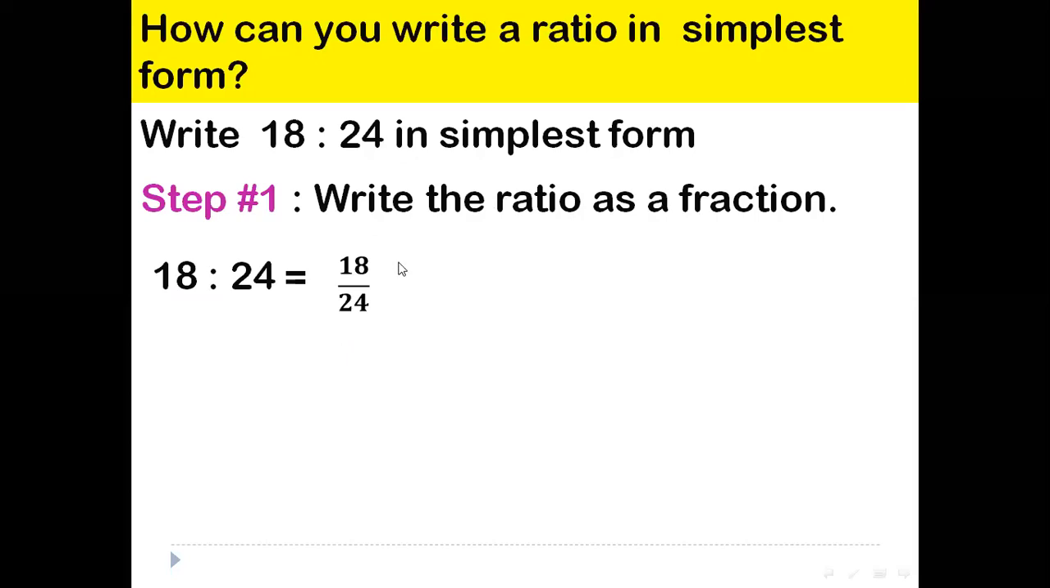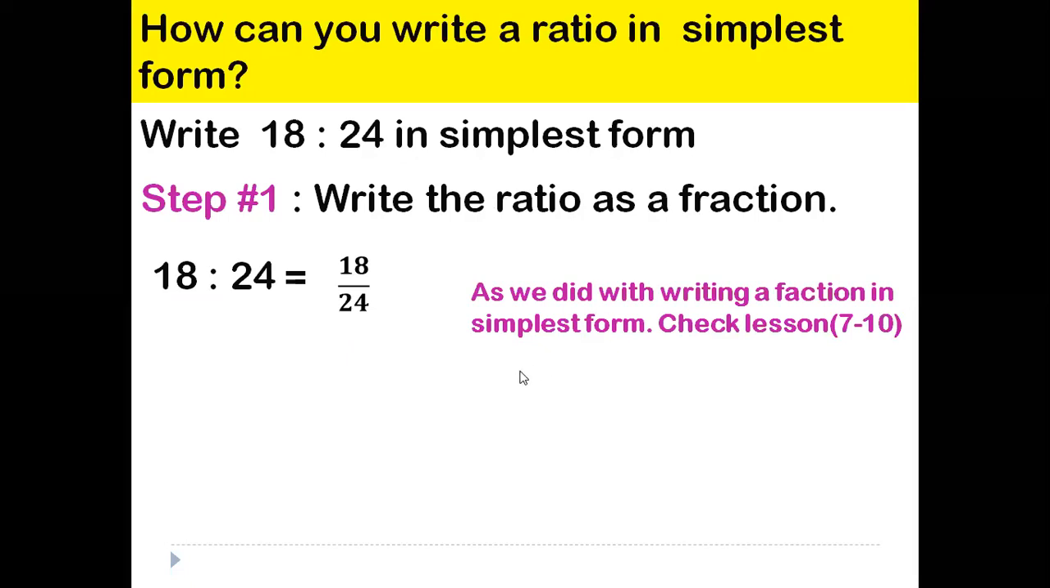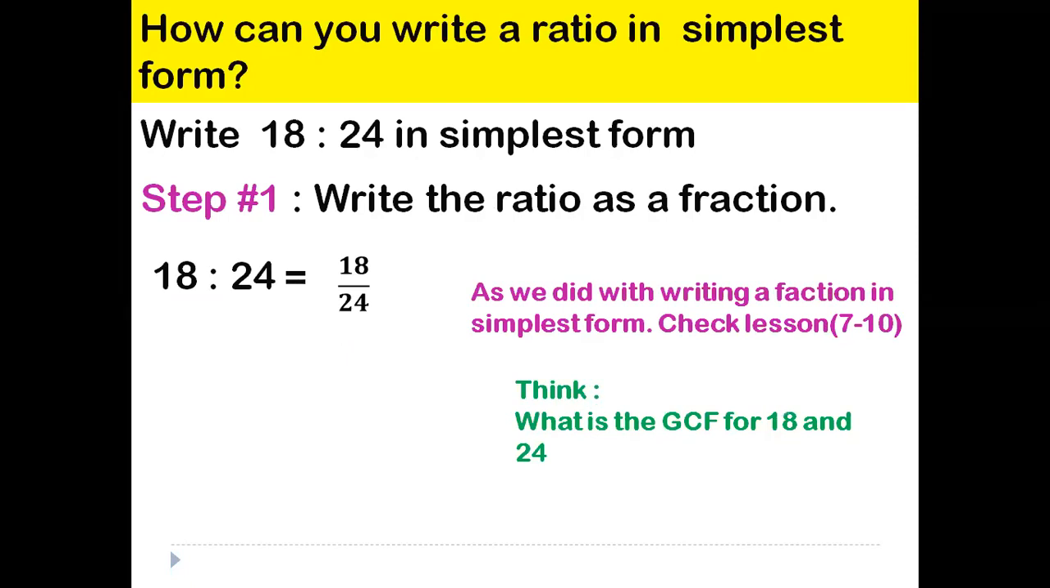We look now at 18 and 24. So, how do we write the simplest form of a fraction? Do you remember that from lesson 7.10? We need to think of the greatest common factor of 18 and 24. And to find the greatest common factor of 18 and 24, we need to write all the factors for each of them. What are the factors of 18?